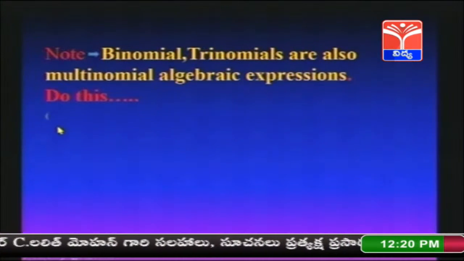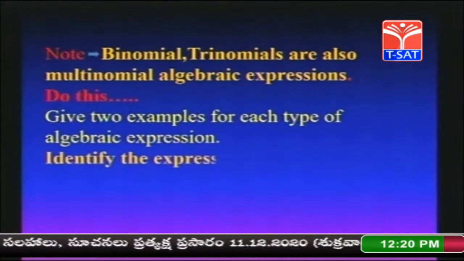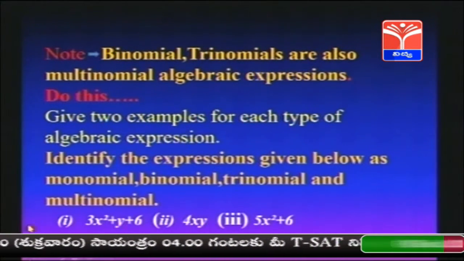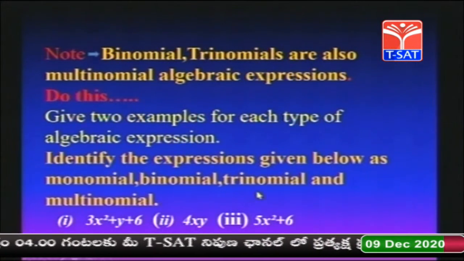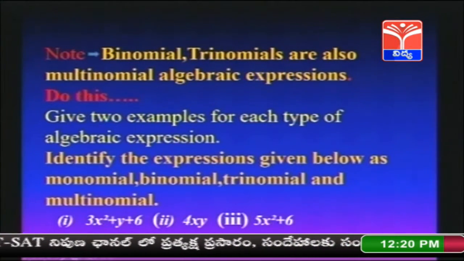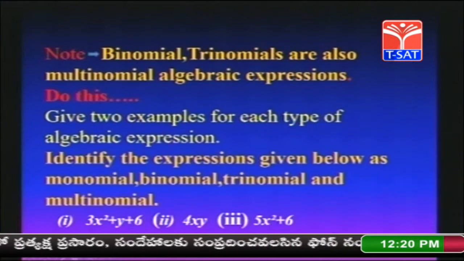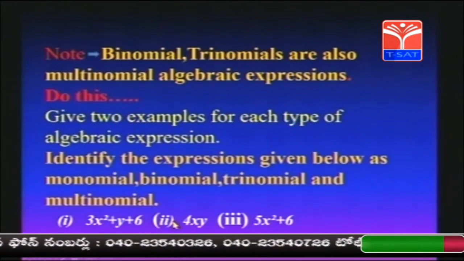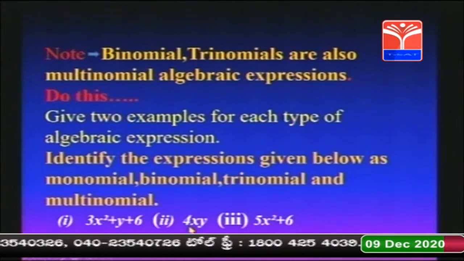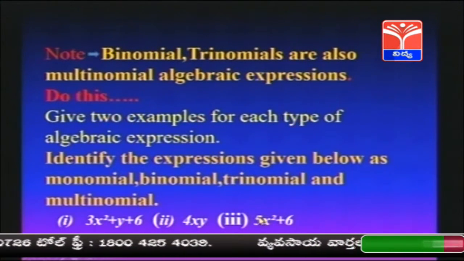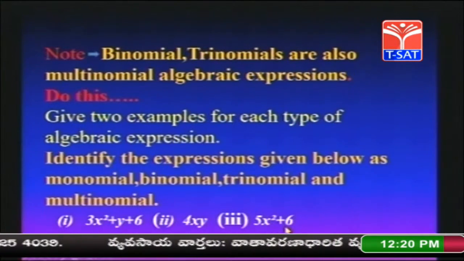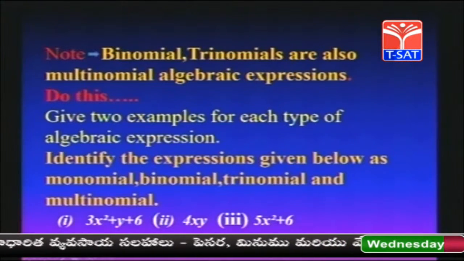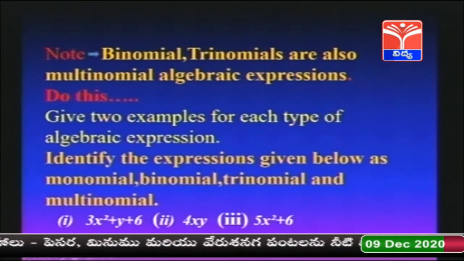Now do this. You can give two examples for each type of algebraic expression and identify the expressions given below as monomial, binomial, trinomial and multinomial. You can see here four examples are given. In the first one you have three terms, so it is a trinomial. Here you have one term, so it is a monomial. Here in this expression you have two terms, so it is a binomial. In this last expression we have four terms, so it is called a multinomial.